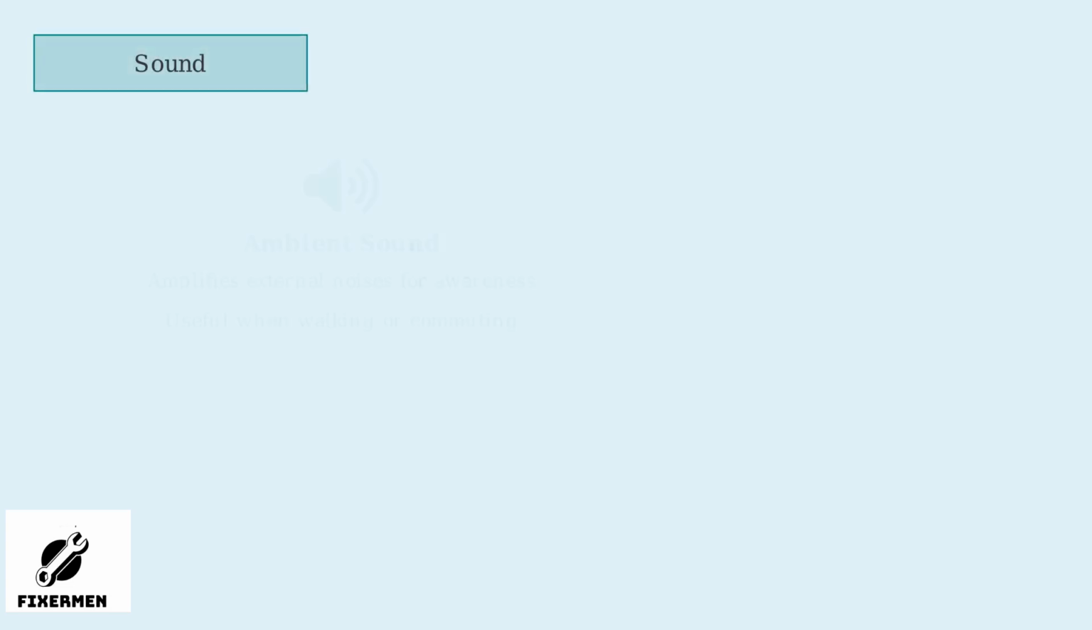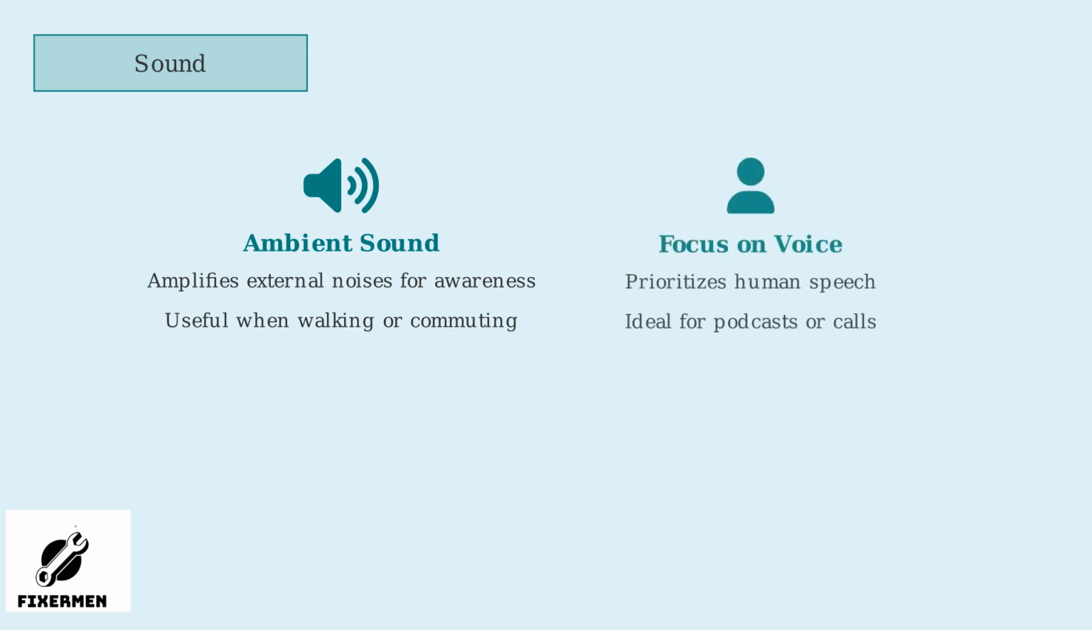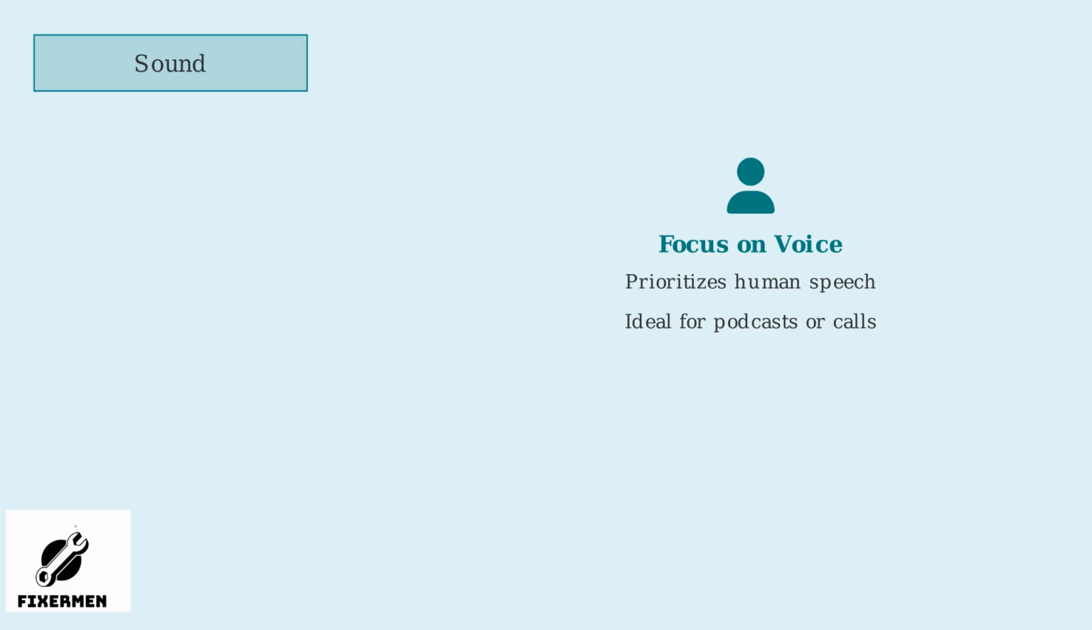Within the Sound tab, you'll find options like Ambient Sound and Focus on Voice. Ambient sound amplifies external noises for awareness, useful when walking or commuting. Focus on Voice prioritizes human speech, ideal for podcasts or calls. Understand how dynamic range control prevents audio clipping, ensuring clean playback.